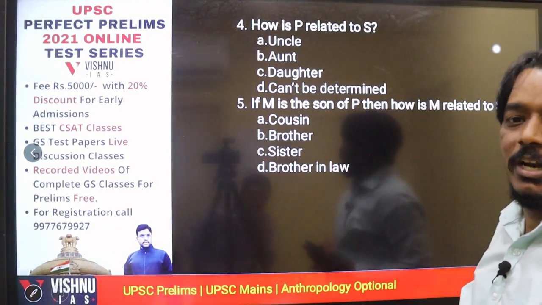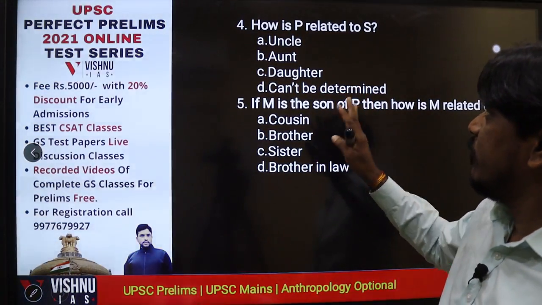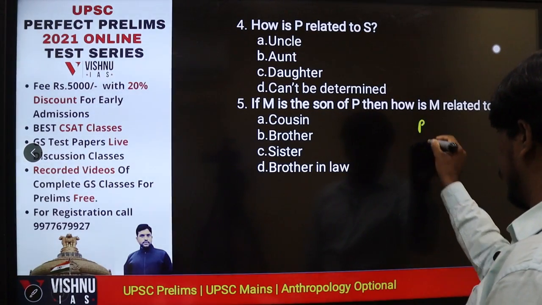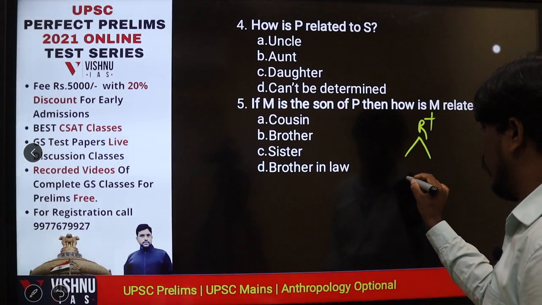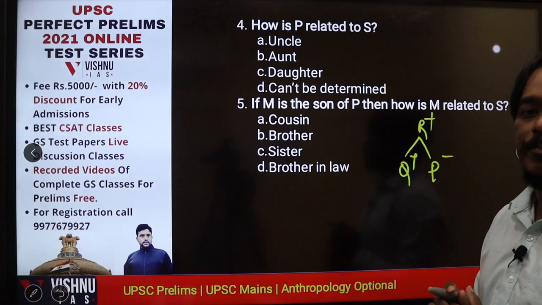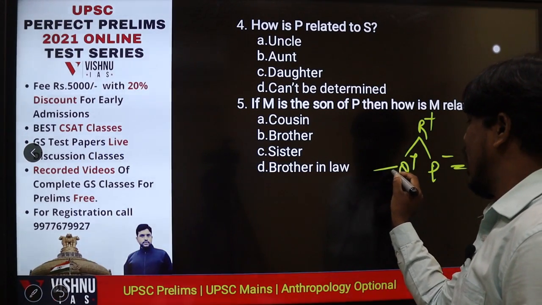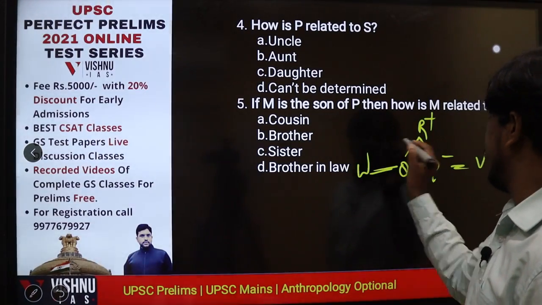I think we have seen that particular diagram. So how is P related to S? We have to answer. Even so, I'll try to draw the diagram once again. R is a male. For R we have two children, one is Q and one is P. Q is a male, P is a female. P is married to V, that is a male. Q is married to W, that is a female.